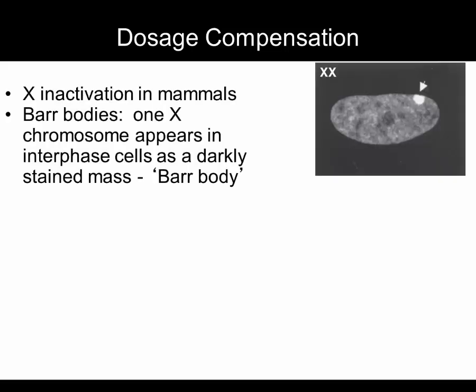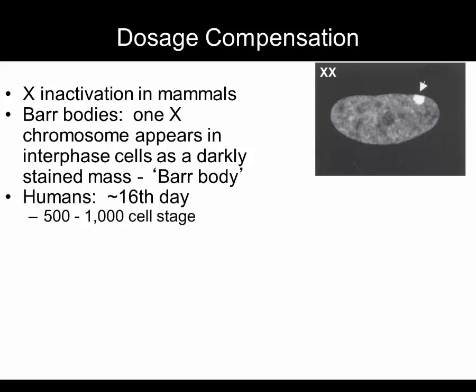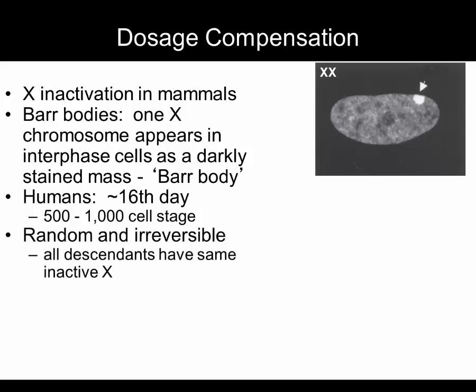In humans and other mammals, this problem is solved by X inactivation. In women, 1 X chromosome is inactivated, forming what is called a bar body. Around the 16th day of human development, when there are around 500 to 1,000 cells, 1 X chromosome in each cell inactivates. It's random which one is inactivated in each cell, but it's irreversible from this point. All descendants of a given cell will have the same inactive X chromosome. The chromosome will only reactivate in germ cells.